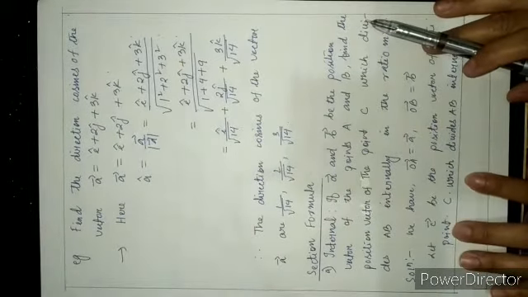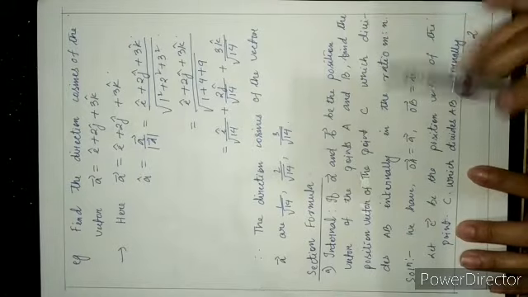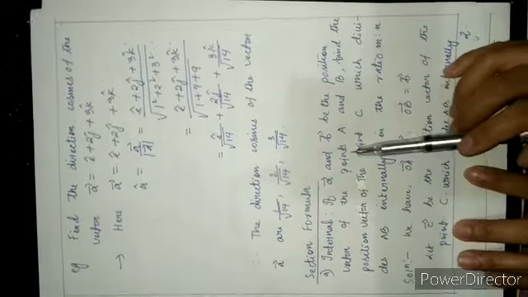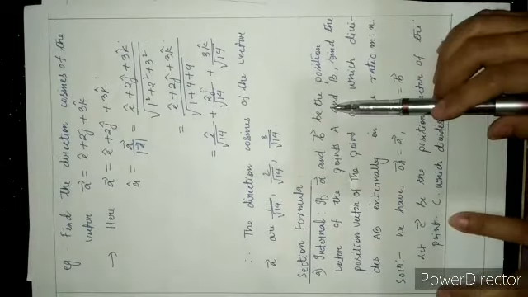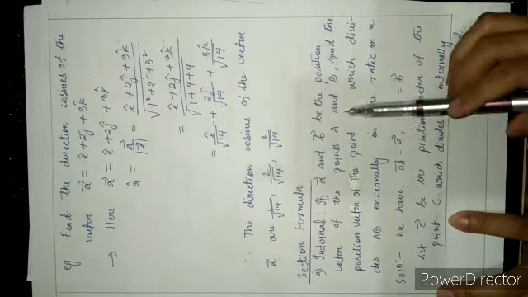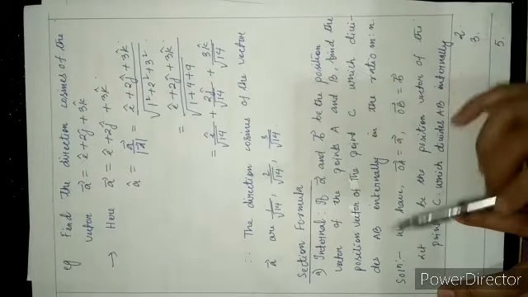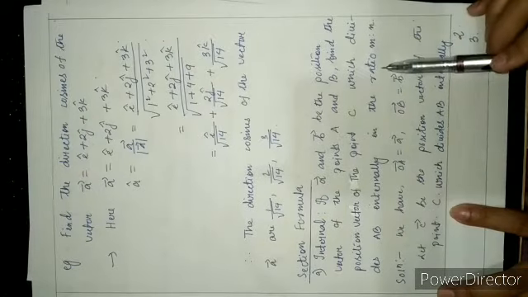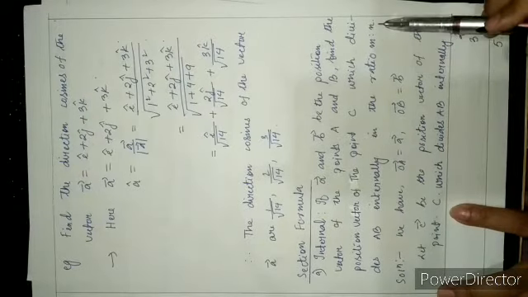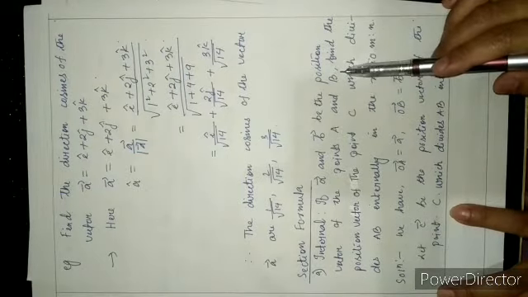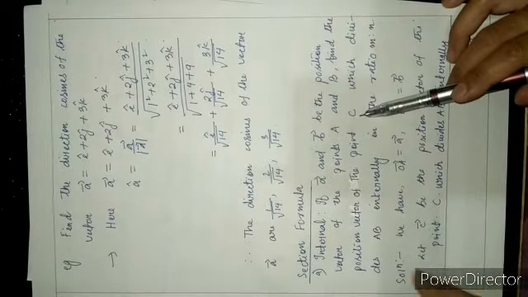Next topic is section formula. Section formula can be external or internal. First one is internal. If A vector, B vector, and C vector are the position vectors of the points A and B, then find the position vector of the point C, which divides the line segment AB internally in the ratio M is to N. Take the point A and the point B, join points A and B, and the point C divides it in the ratio M is to N.